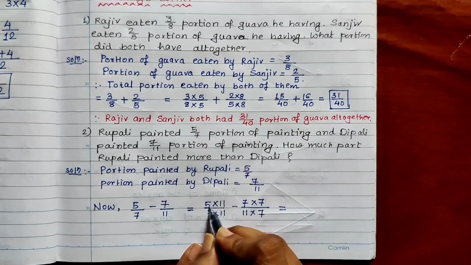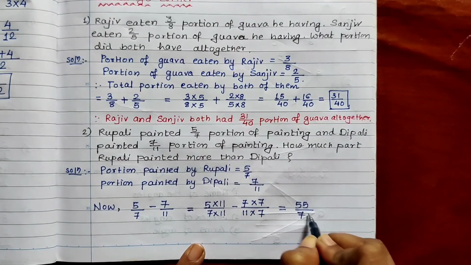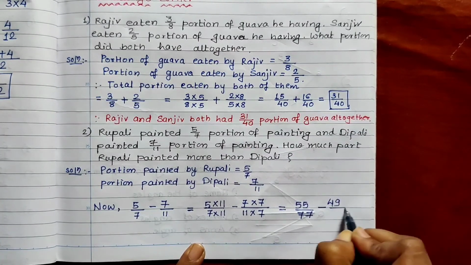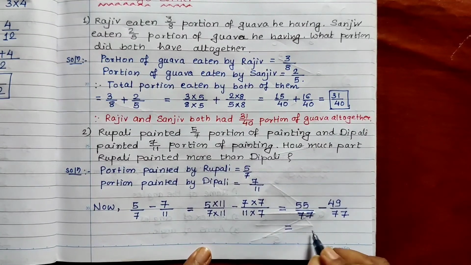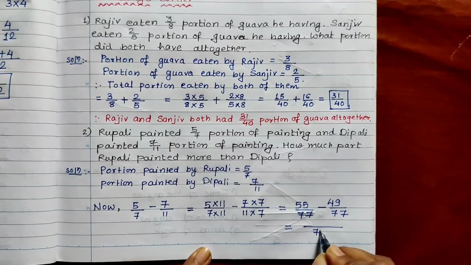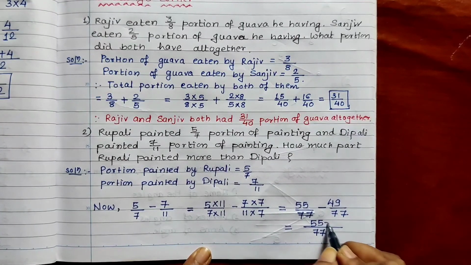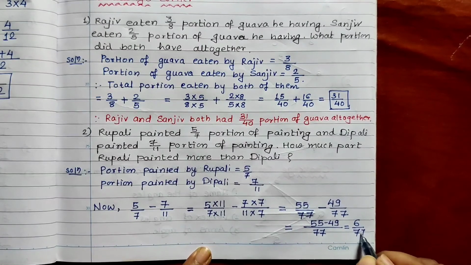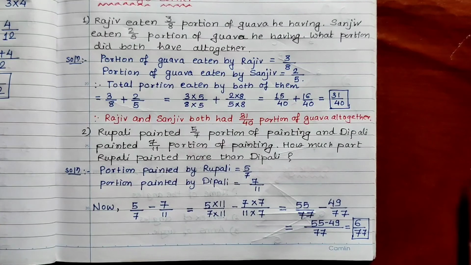Okay, now write the answer. 5 into 11 is 55. 7 into 11 is 77. Minus sign. 7 sevens are 49 upon 77. Okay, now subtract. 77 is the common denominator, we write it one time. We will subtract the numerators. 55 minus 49. What is 55 minus 49? 6. 6/77 is the answer. Now write the answer statement.